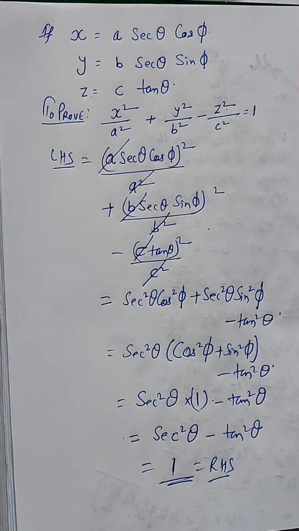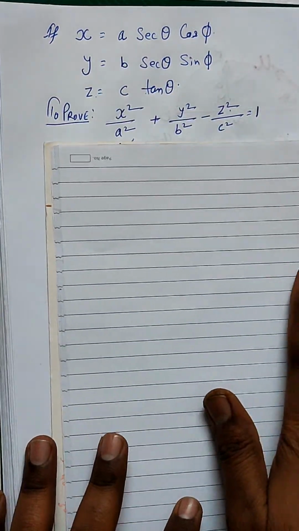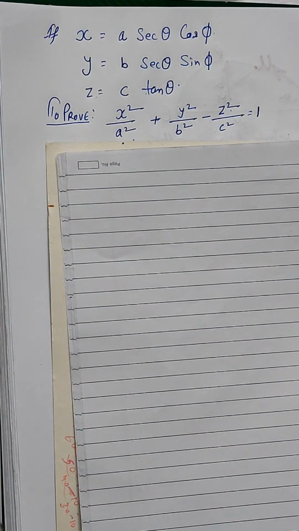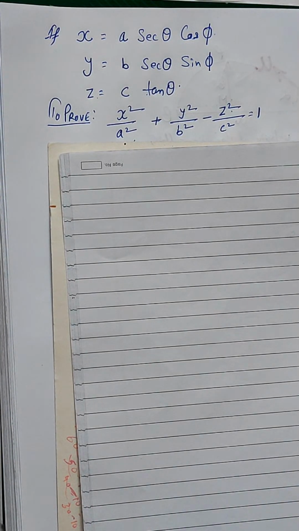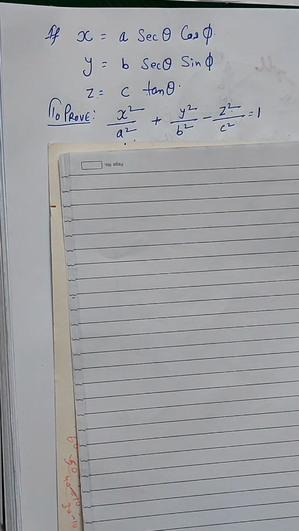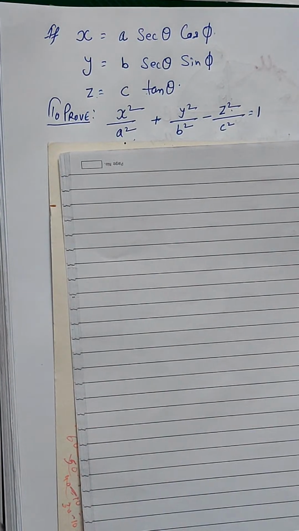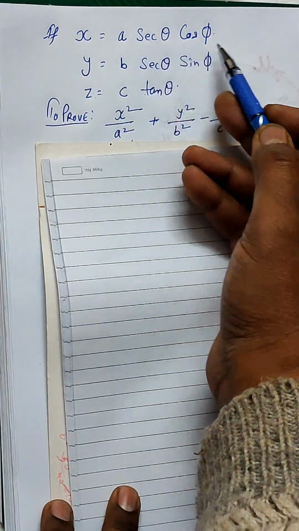So in this question, I will just explain to you how to solve such questions. Okay? Now coming directly to it. So this is the question which I have shown to you. It's given that the value of x is a sec theta cos phi.